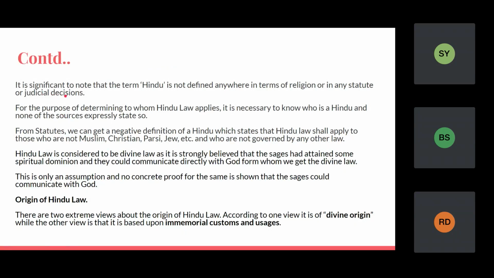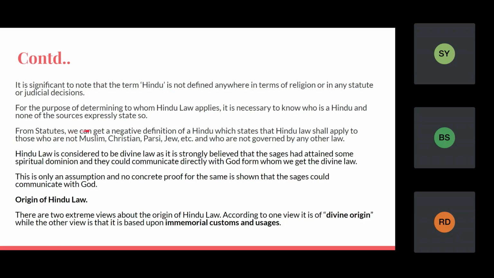It is significant to note that the term Hindu is not defined anywhere. If you go and see the Vedas, Vedangas, or for that matter any other books, you can find the word Hindu, but you will not find who actually is a Hindu. There is no precise definition given in any book, in terms of religion, or any statute or judicial decision. For the purpose of determining to whom Hindu law applies, it is necessary to know who is a Hindu, and none of the sources expressly states so. Now, after seeing this difficulty, we finally got to know who is actually a Hindu.